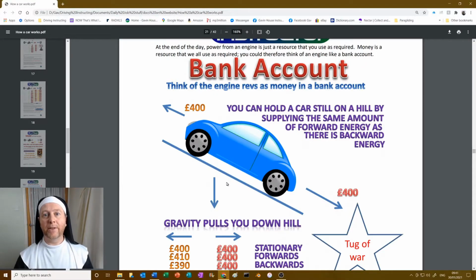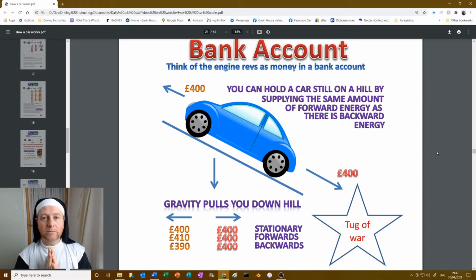Bank account. Let's have a think about this. You could think of the revs in an engine like a bank account. It's all to do with energy or power, commodities, whatever you want. We could think of it in financial terms. But basically, when you're driving a car, it all works by a tug of war. The world around us is acting upon the car and is trying to either accelerate us forwards or backwards, and then you've got an engine which is rotating a gearbox which is trying to pull the car around.